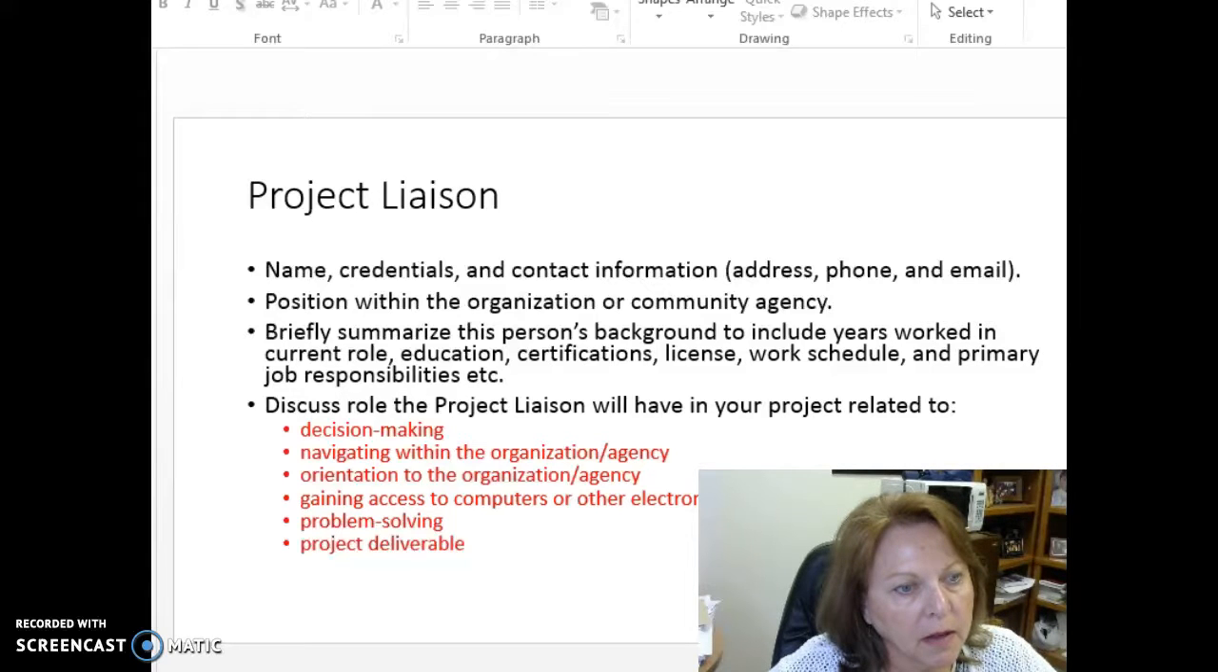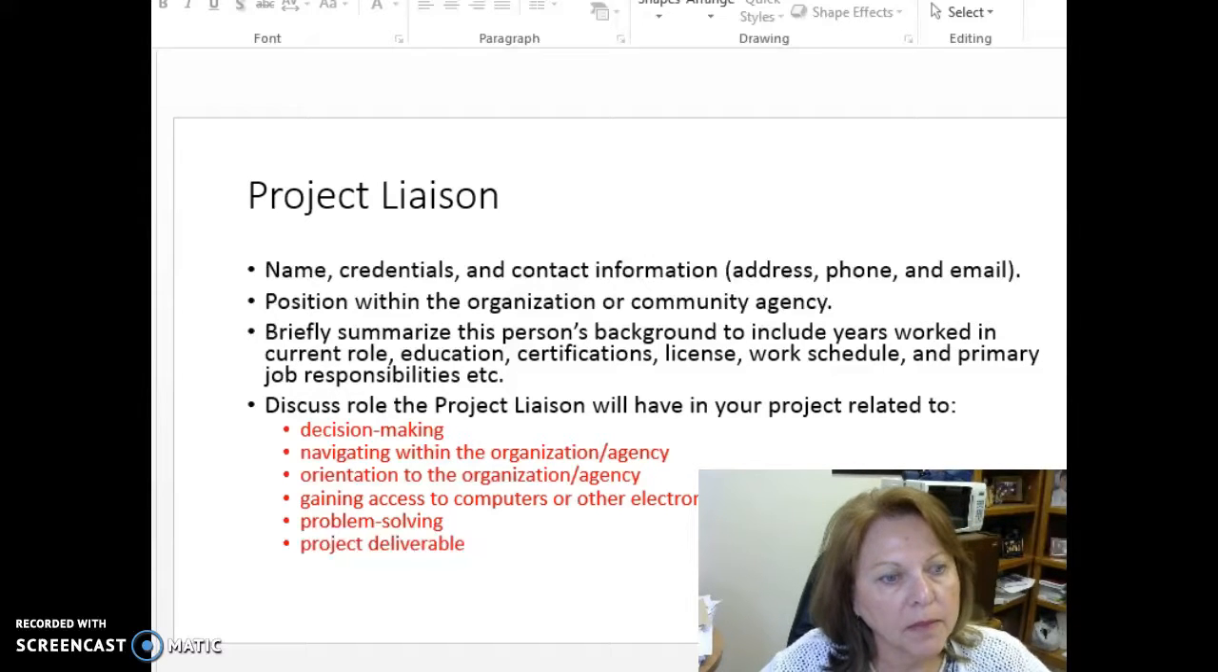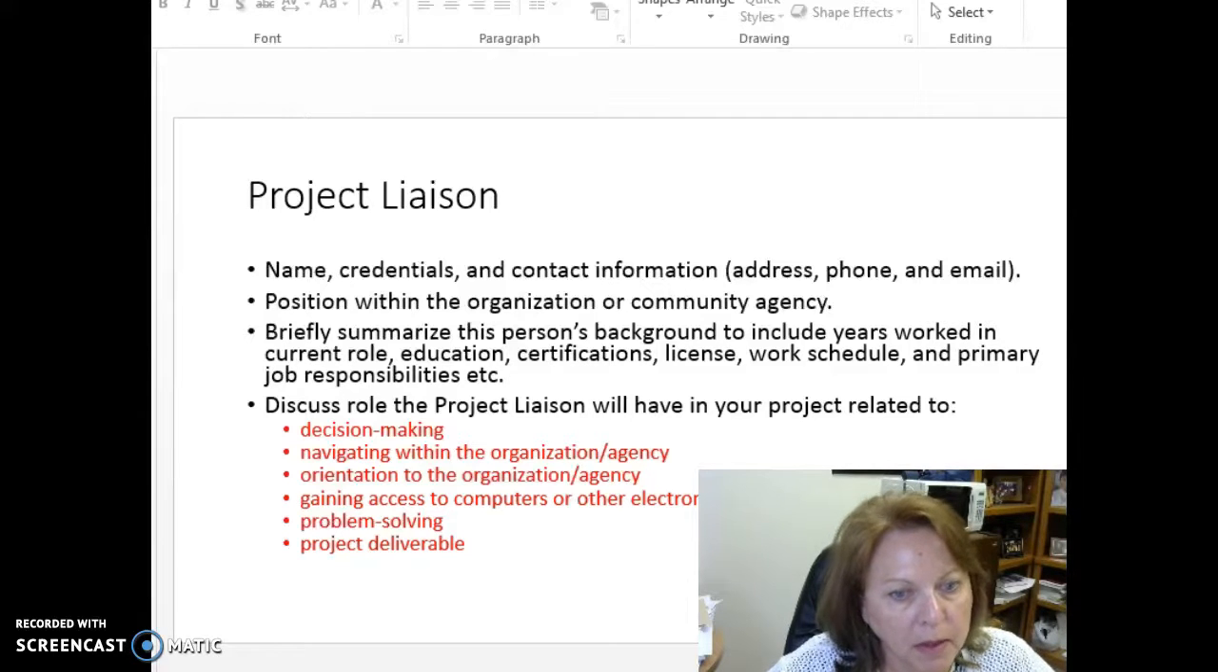How will that project liaison engage in problem solving with you, because issues will come up that you'll need to address with your project liaison. And then you're going to talk with that project liaison and come to an agreement about what your project deliverable will be, what it is that you're going to accomplish by the end of this health project.